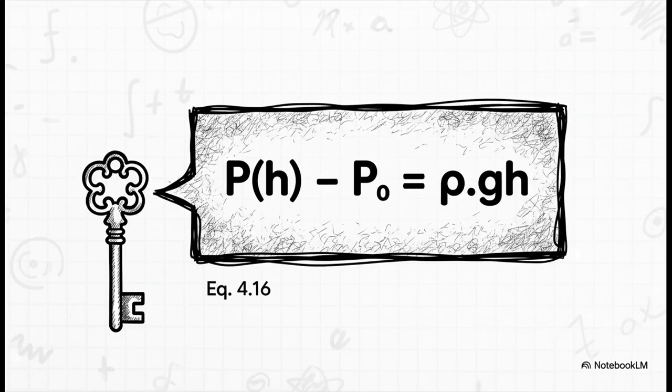And this brings us to the key that unlocks the whole thing. This is equation 4.16 from our textbook. Now, it might look a little complicated, but all it's saying is that the difference in pressure between two spots in a fluid is just the density of that fluid times gravity times the height difference. We're going to make it even simpler in just a second.